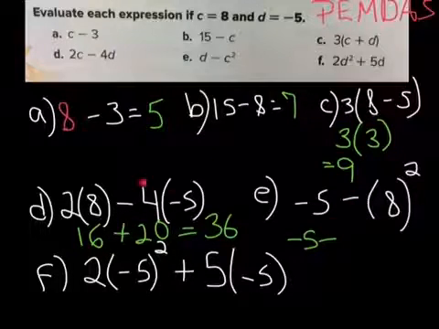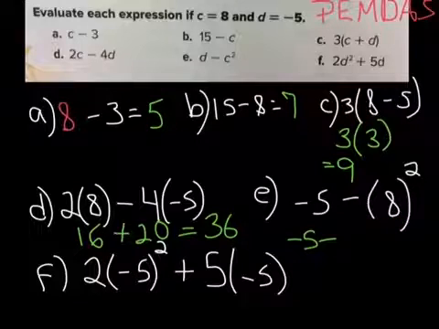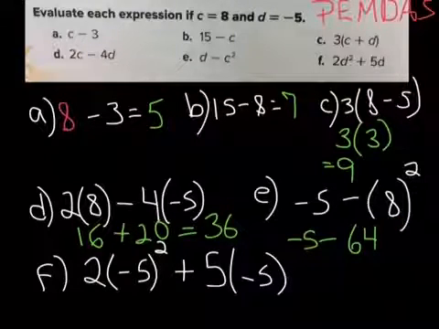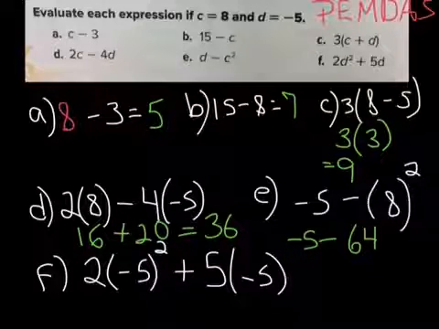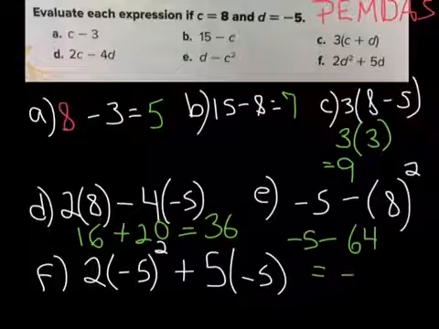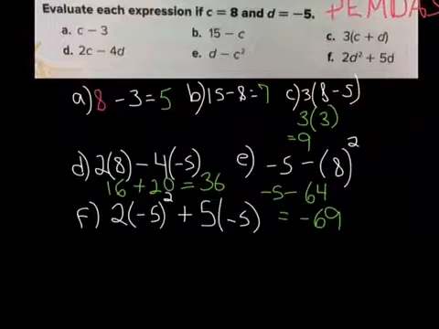It's not like this one. So here we have 8 times 8 equals 64. Now I have -5 minus 64, so all of these minuses are going to equal a bigger minus number, -69.